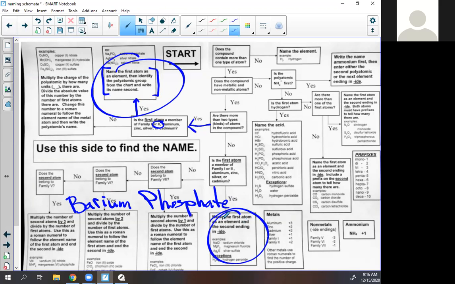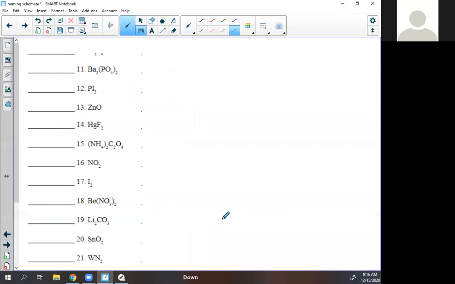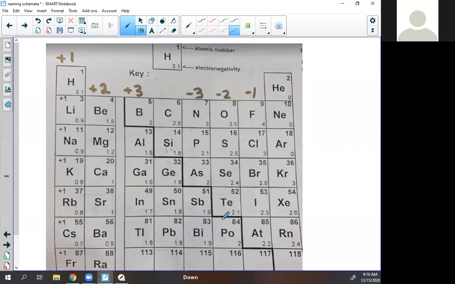Okay, now I'm going to attempt to explain why, and it will make sense to some kids, and it will not make sense to others. But on the periodic table, wherever I put it, barium is right here. Barium is always a +2.